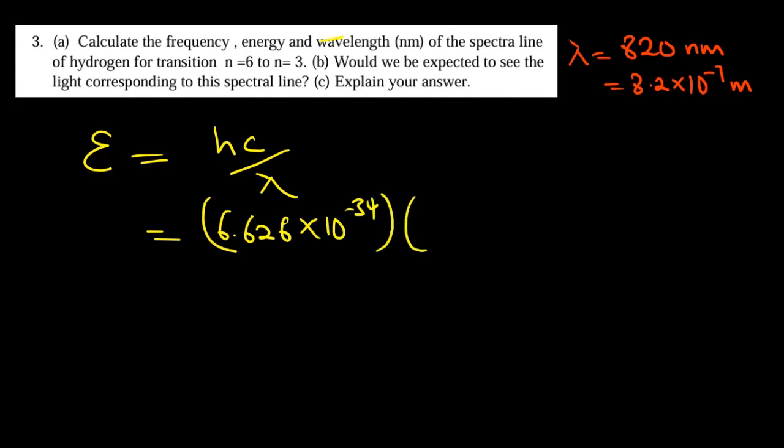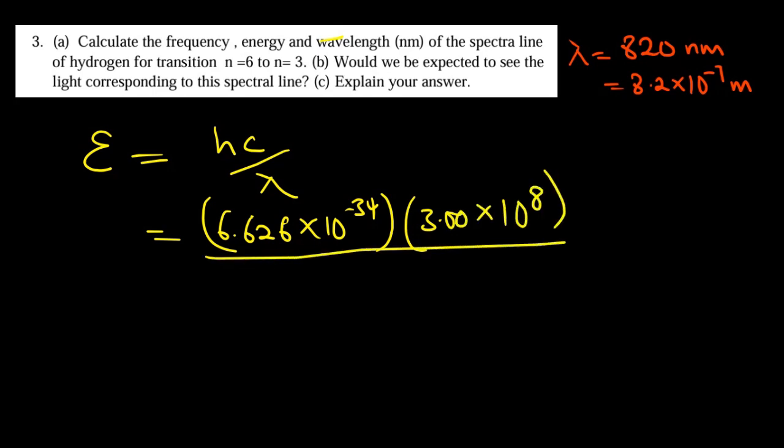Okay, so this is not the only formula that you can use to calculate energy. You can use another one: the speed of light, 3.0 times 10 to the power 8, divided by the wavelength. The wavelength that you use in this formula should be in meters, so we are going to use 8.2 times 10 to the power minus 7.